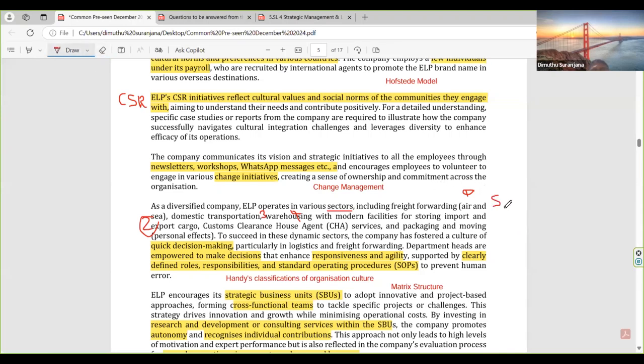Strategic business unit also may be testable. That is, you have learned at the beginning. You remember, you have learned that one in the first chapter. What is corporate strategy, business strategy, functional level strategy, right? So, SBUs.